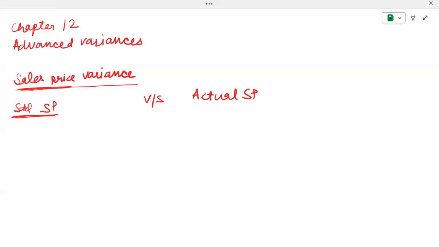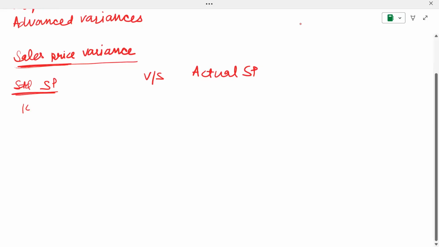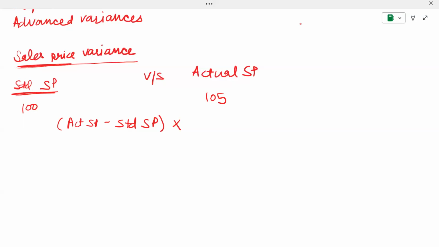So let's suppose if my standard selling price is $100, and actually I have been able to sell this product in the market as 105, then I'm actually going to have a favorable variance, because the more the sales price, the more money that the business makes and eventually more profits. So over here, basically we are looking at the difference. So the difference will be actual selling price minus the standard selling price, and you multiply this with your actual quantity that you have sold. So with this, you'll be able to find out how much extra have you earned in terms of revenue.